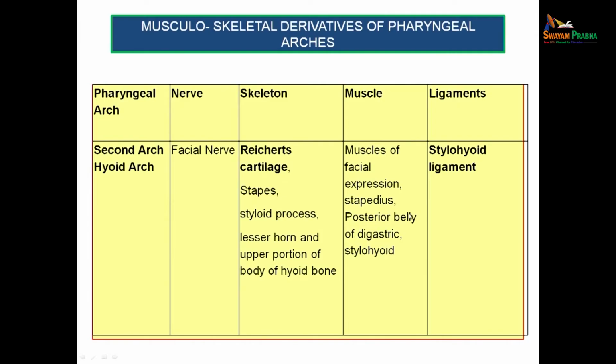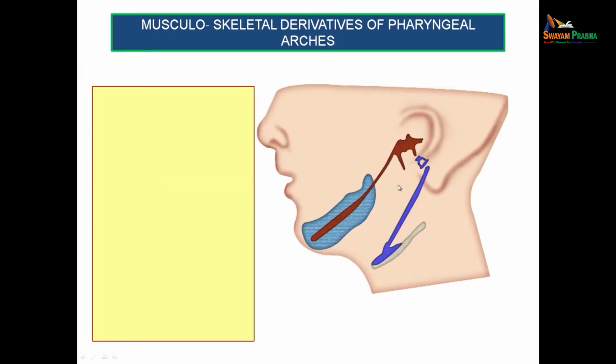So the interesting fact here is, the posterior belly of digastric is supplied by the facial nerve, whereas the anterior belly is supplied by the mandibular nerve, because the anterior belly is derived from the first arch and the posterior belly is derived from the second arch. So this point you have to keep in mind. Now the ligament which you get here is known as the stylohyoid ligament. So these are the derivatives of second arch.